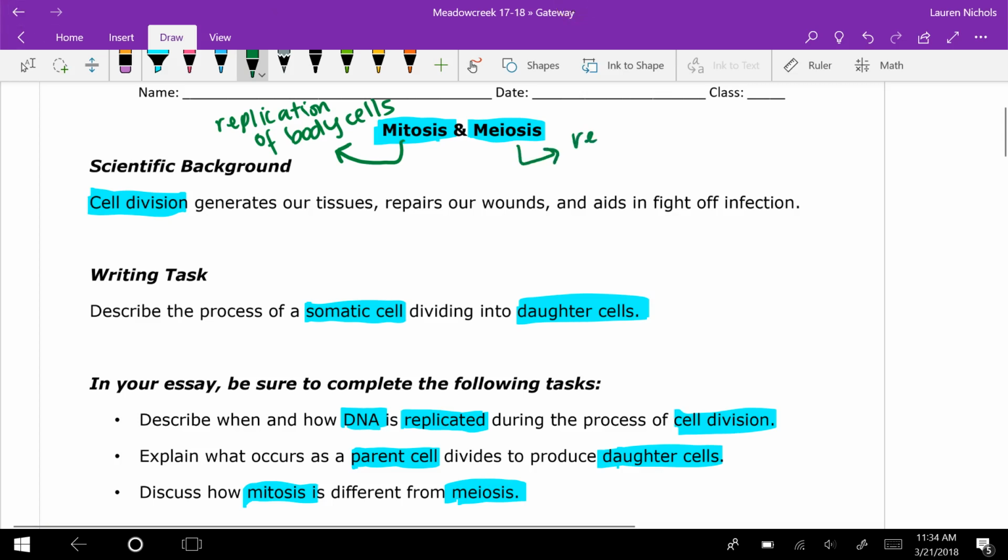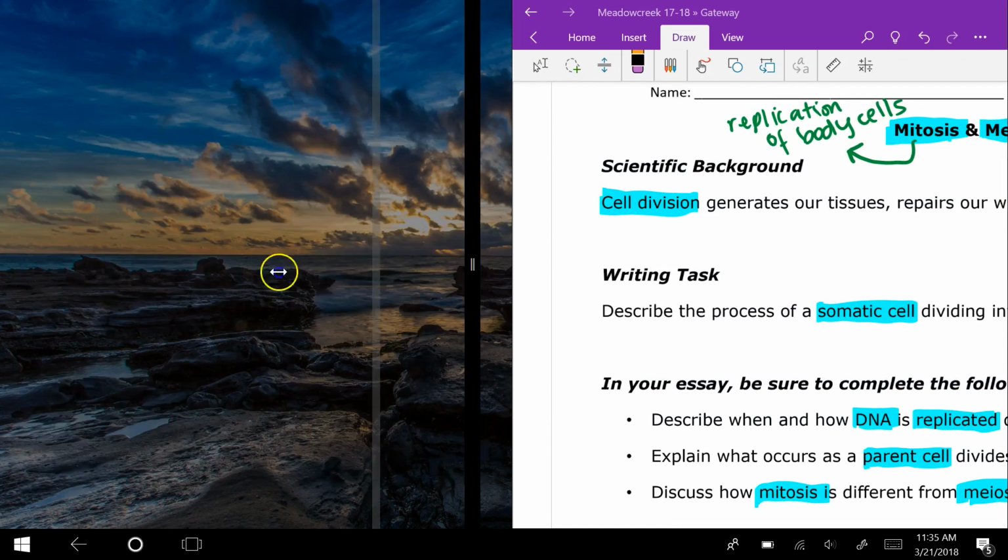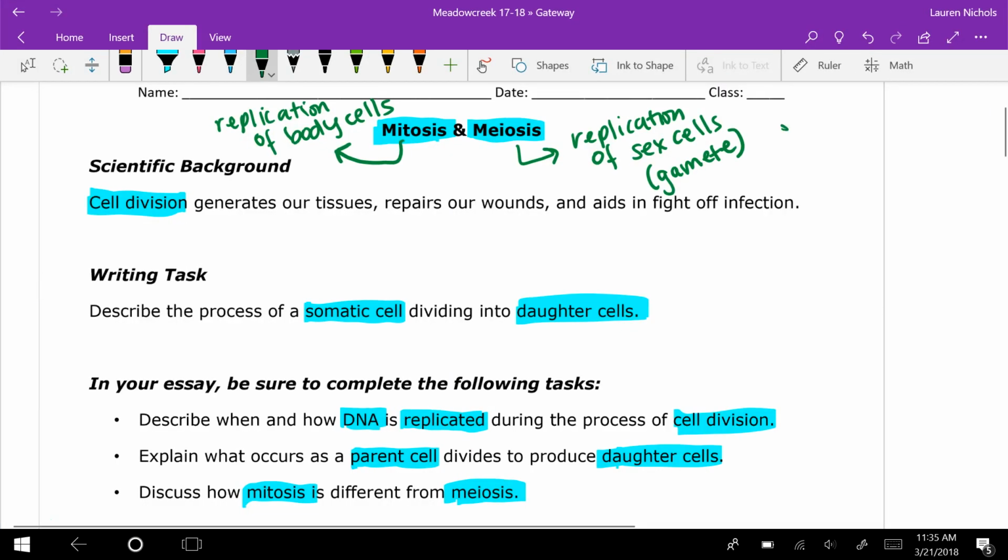Meiosis, however, is the replication of sex cells. And a sex cell is also called a gamete. We know that there are two types depending on whether you are male or female. You can either have sperm or egg. Those are the two types of gametes.